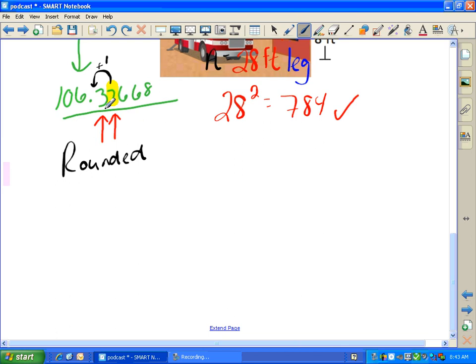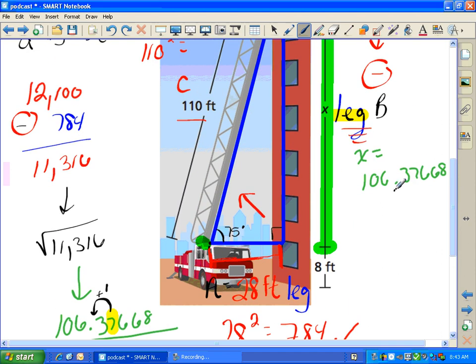So when I round this to the tenths place, it's actually going to become 106 point. I add 1 to the 3 because that's larger than 5. 5, 6, 7, 8, 9, go back and add 1. It's going to become 106 point, add 1 to the 3, 4. So if I round this, it's going to be 106.4 to the tenths place.